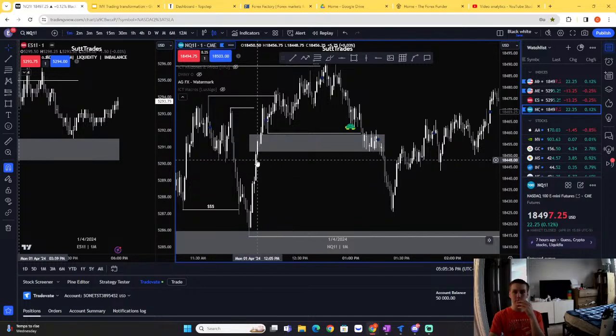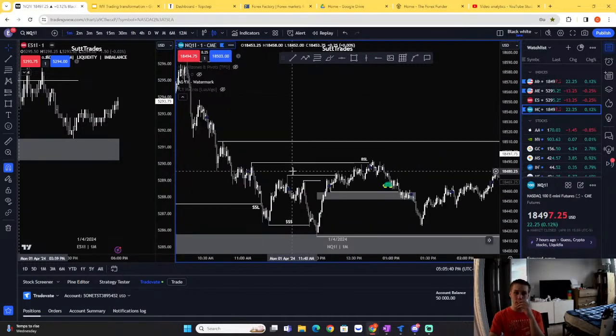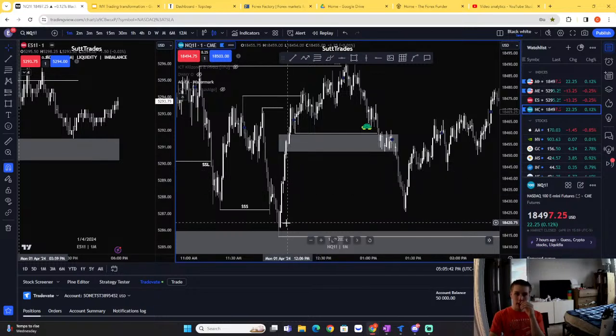And at the time, I'm just waiting. I'm looking for an entry. And within this displacement up, I really want to see an entry. I want to see a pullback. We don't really get a pullback here. We kind of just get a straight run.